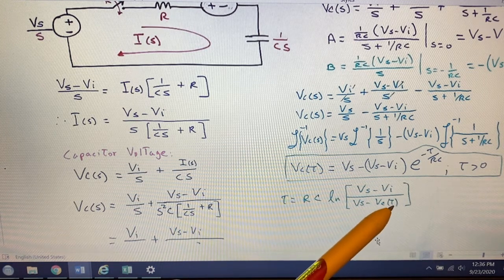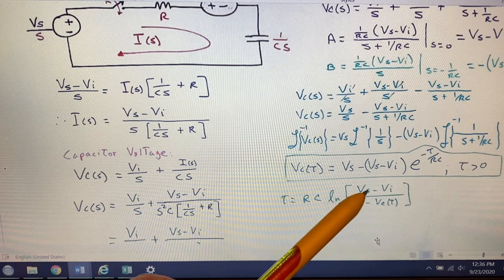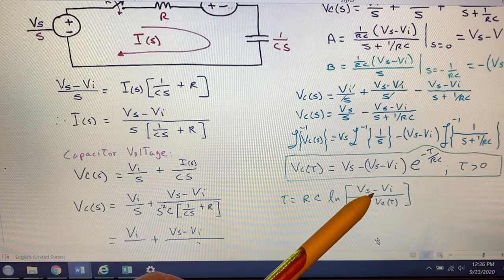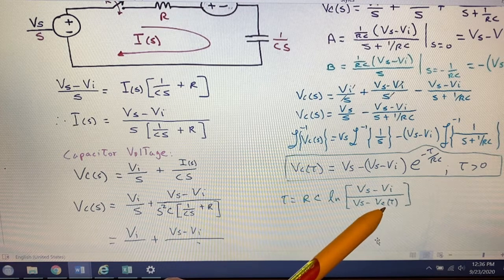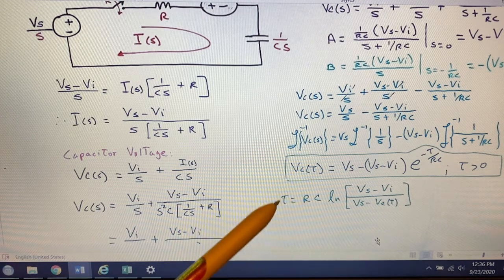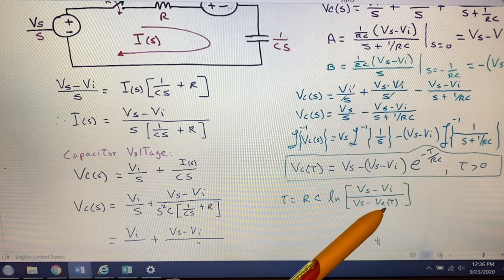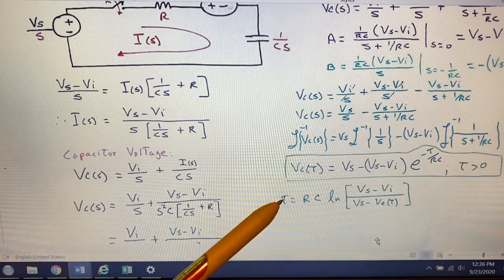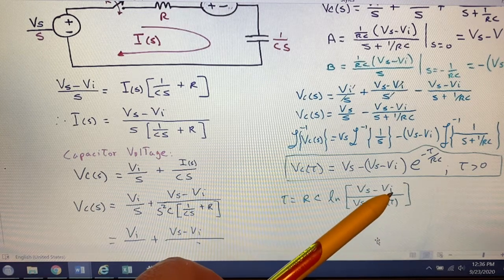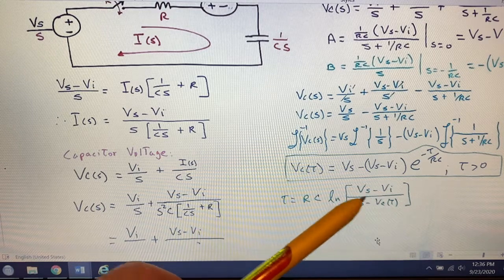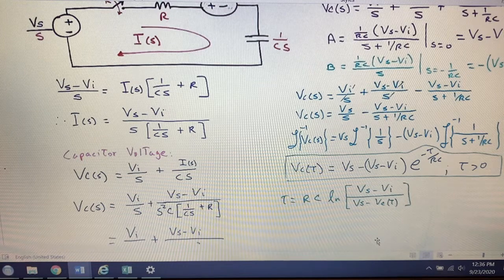For example, if the initial voltage of the capacitor is 1 volt, you substitute, and Vs is 5 volts, so you say 5 minus 1, 5 minus, and you need to know how long it will take for the capacitor to reach Vc of t, which you can substitute as, for example, 4 volts. So what is the time the capacitor will take to reach 4 volts when its initial voltage was 1 volt and the power supply was 5 volts? You substitute it and you get the exact timing.